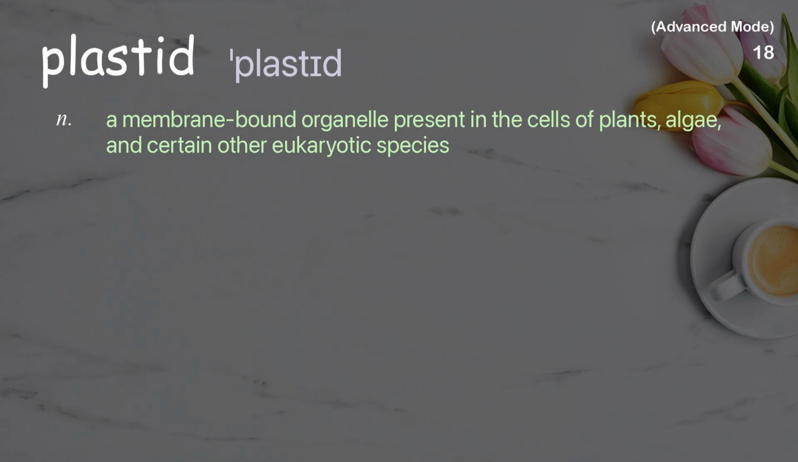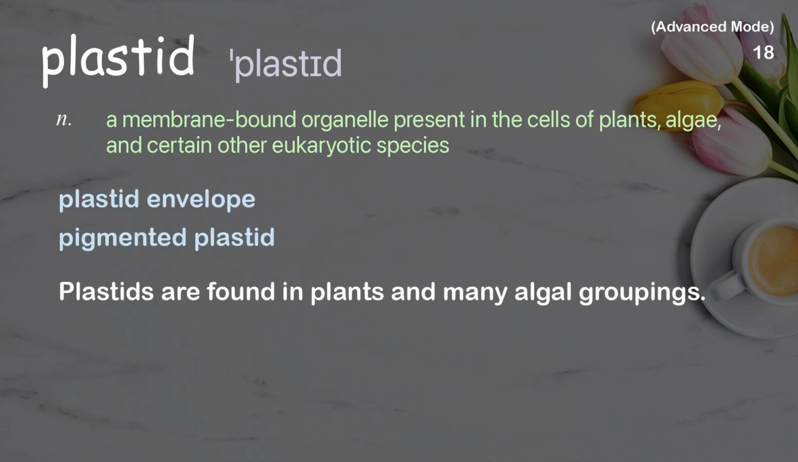Plastid. A membrane-bound organelle present in the cells of plants, algae, and certain other eukaryotic species. Examples: Plastid envelope. Pigmented plastid. Plastids are found in plants and many algal groupings.